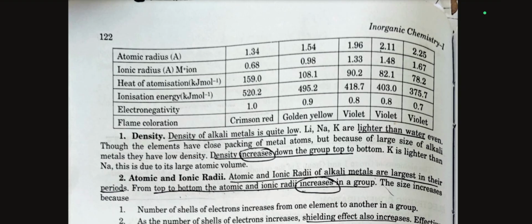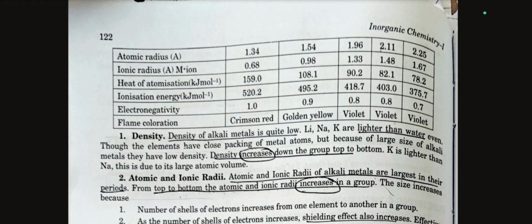Density of alkali metals is quite low. Lithium, sodium, potassium are lighter than water. Even though the elements have closer packing of metal atoms, because of the large size of alkali metals, they have low density. Density increases down the group from top to bottom. Potassium is lighter than sodium. This is due to its large atomic size.